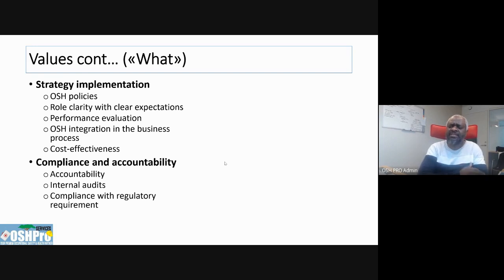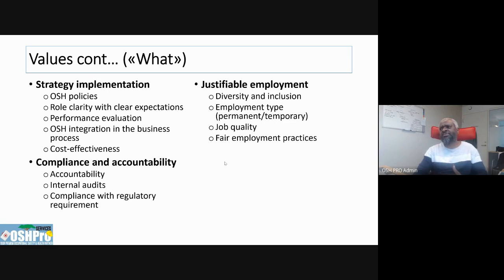Compliance and accountability. The management should be accountable for everything that happens. There should be internal audits regularly to see that things are the way they're supposed to be. There should be compliance with regulatory requirements. This is straightforward. Then we have the justifiable employment. Diversity and inclusion, employment type.